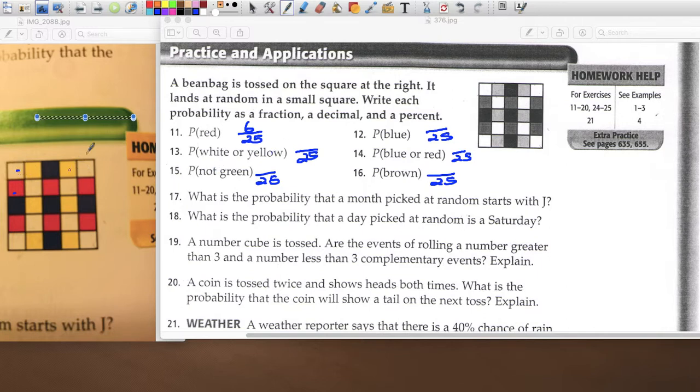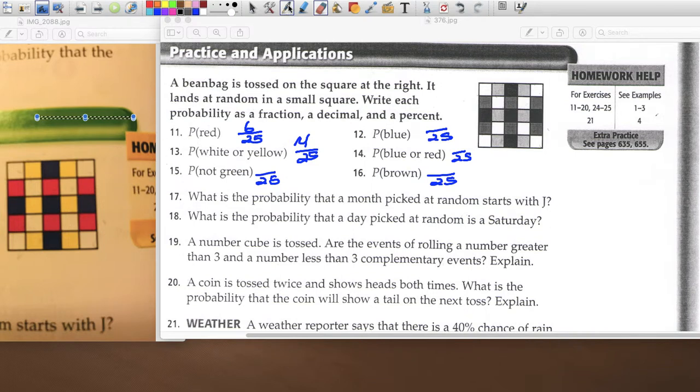What's the probability of getting a white or yellow? White, 1, 2. Oops, let me erase some of these. So white or yellow: 1, 2, 3, 4, 5, 6, 7, 8, 9, 10, 11, 12, 13, 14. 14 out of 25.